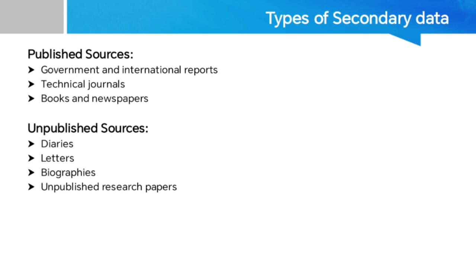Secondary data are of two types, published sources and unpublished sources. The published sources consist of government and international reports. On the other hand, unpublished sources are diaries, letters, biographies, unpublished research paper. Technical journals and books and newspaper are also included in published sources.